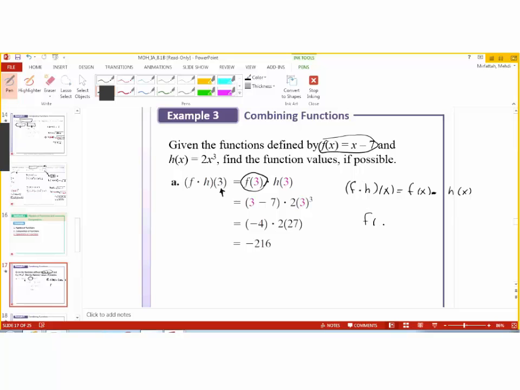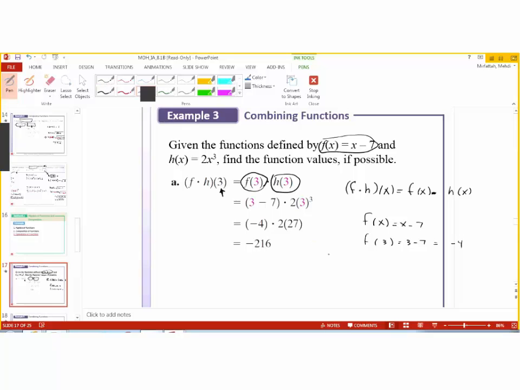Now f of x is equal to x minus 7. So f of 3 must be equal to 3 minus 7, right? And what is h of 3? In this case it would be minus 4.